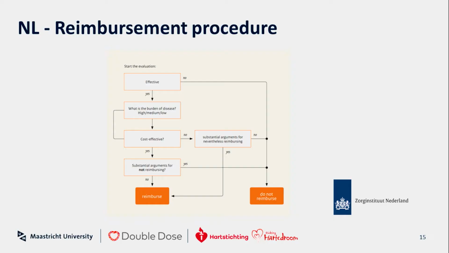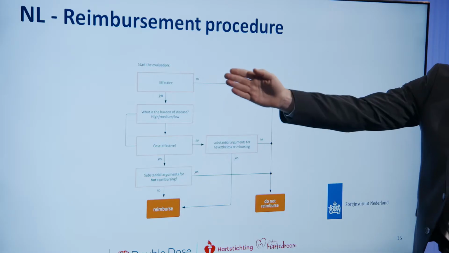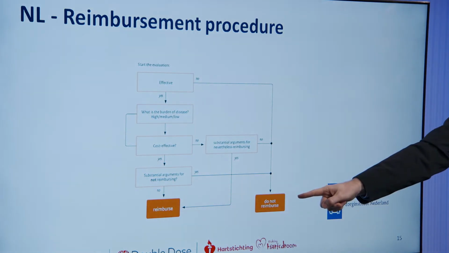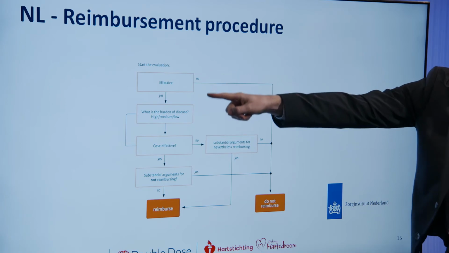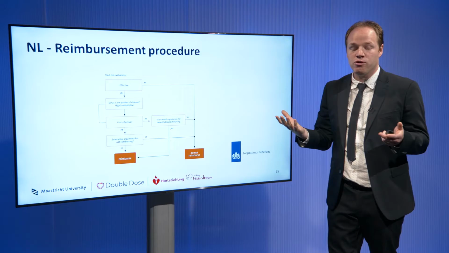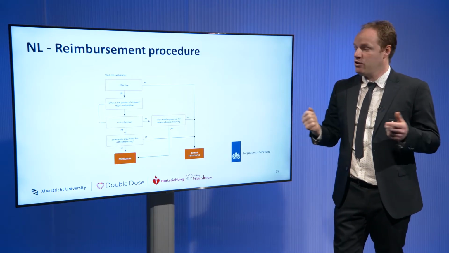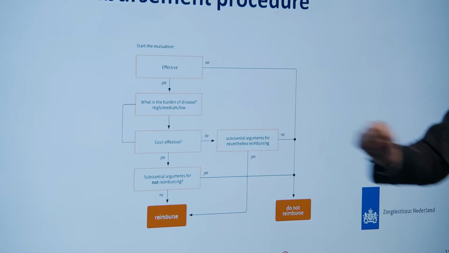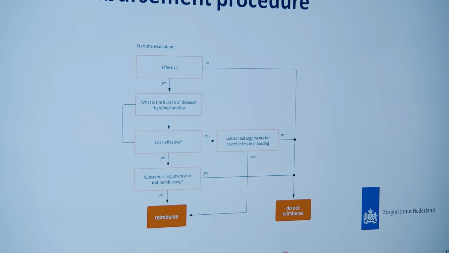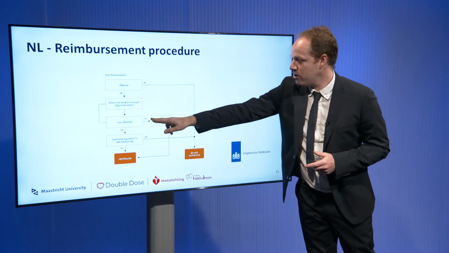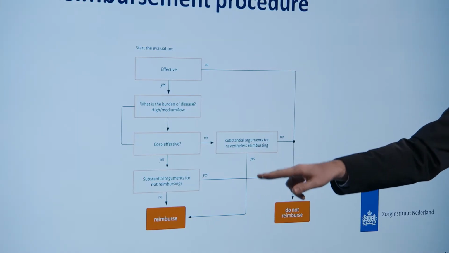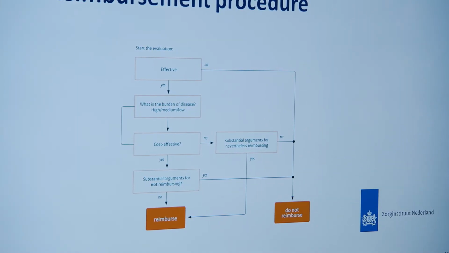So if you start the evaluation and the drug is effective, then you go to the next step. If the drug is not effective, you do not reimburse the medicine. If the drug is effective, the next step is: what is the burden of disease? Is it a necessity to have this medicine? If yes, then you ask: is the drug cost-effective? If the drug is not cost-effective, you will look at some additional arguments. It could be that we will reimburse for other reasons.